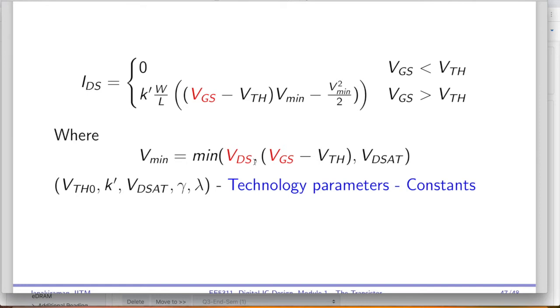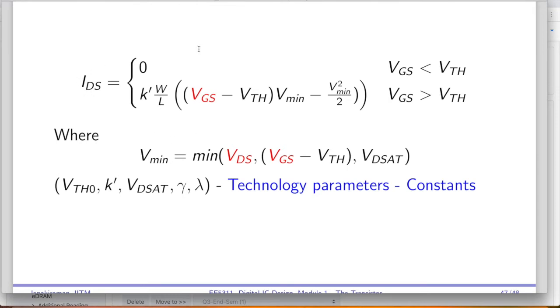What I'm showing you in red here are my parameters that I'm going to parameterize in my question on Moodle. VGS and VDS will be my calculated values that Moodle is going to randomly generate. So what I'm now doing is I have Vmin equal to min of VDS comma VGS minus VTH and VDSAT. VTH and VDSAT are constant values that I have provided in that question, if you remember earlier.